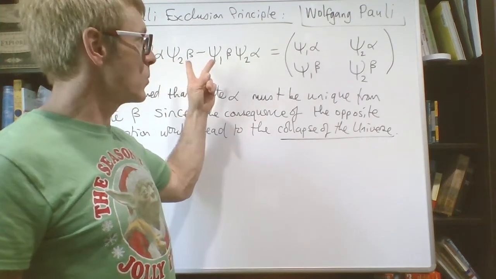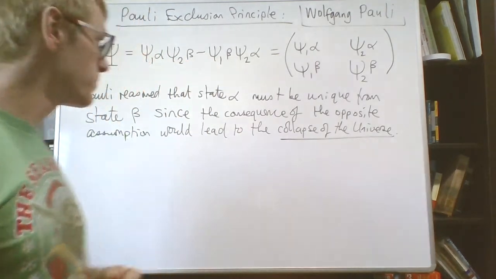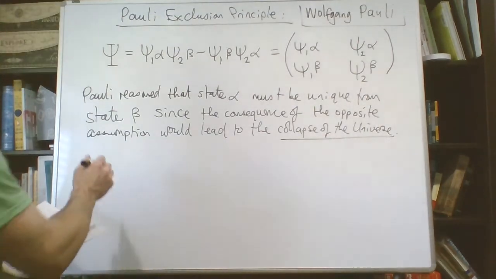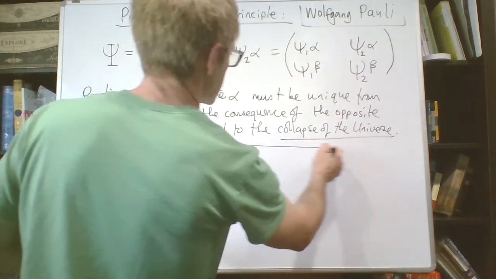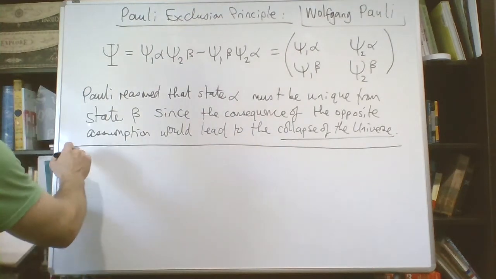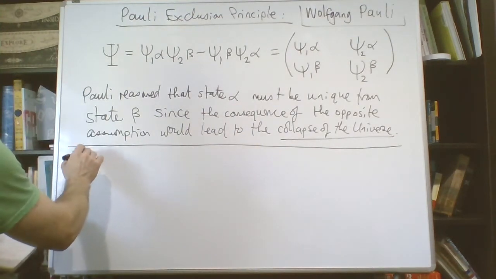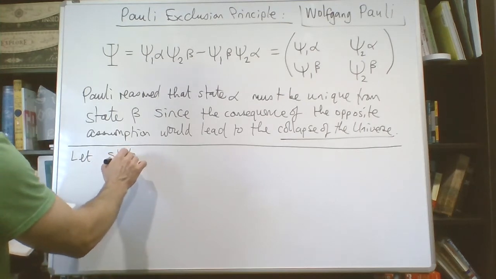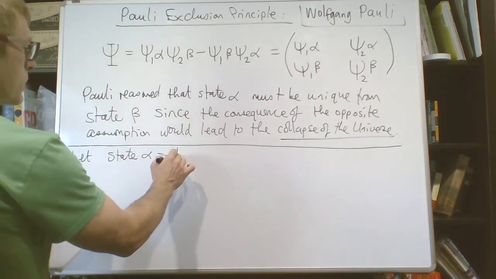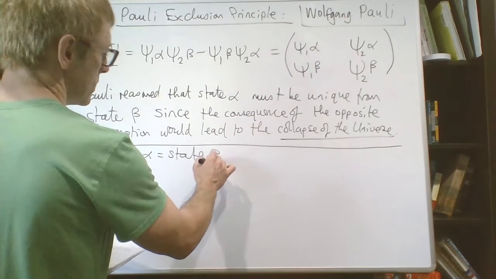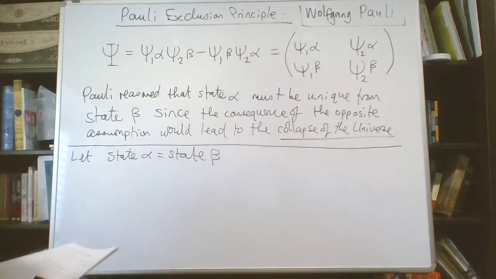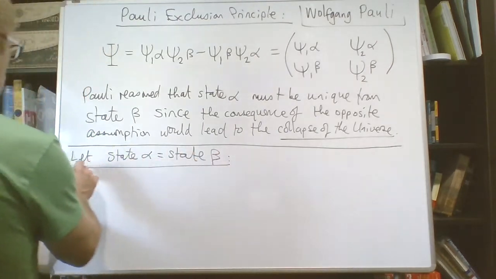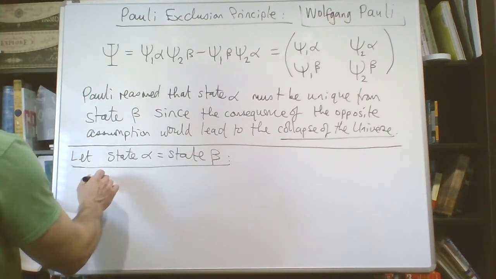And this is the only way to stop it collapsing, if those labels are not the same. So let's see what happens when you set them the same. In opposition to what we've said, let's state alpha equals state beta. This is not to be done, but let's try it and see what happens.